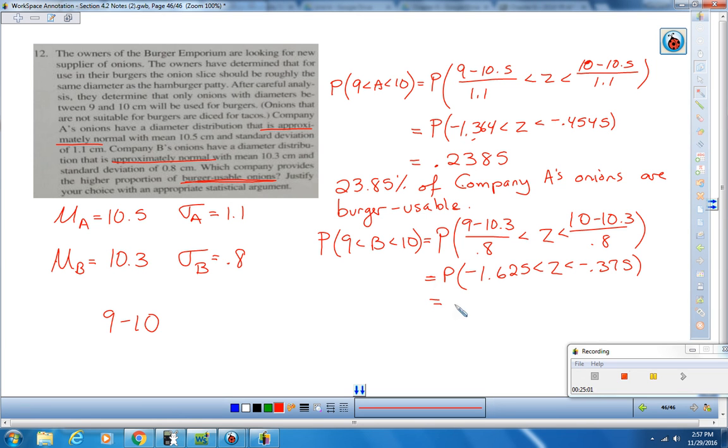And in fact, we do get a greater probability. I'm not going to plug this into the calculator. I think you guys can do that on your own. But I got about 0.30175. We could call that 0.302, whatever you want to say. So it looks like about 30.2% of Company B's onions are burger usable.